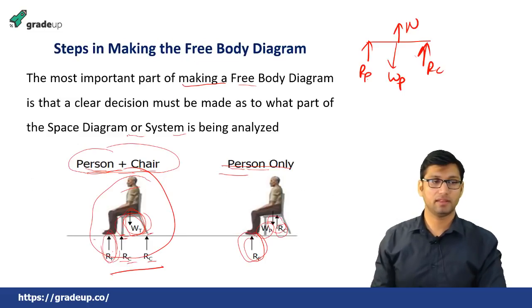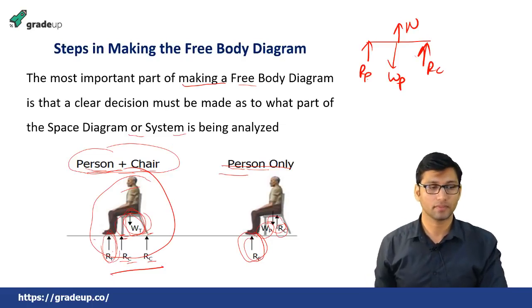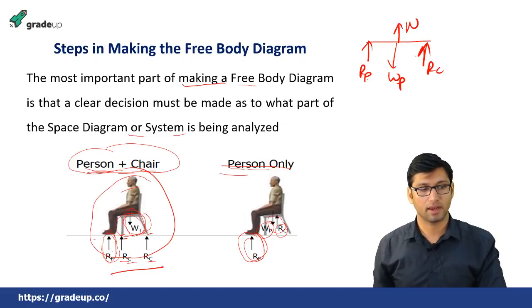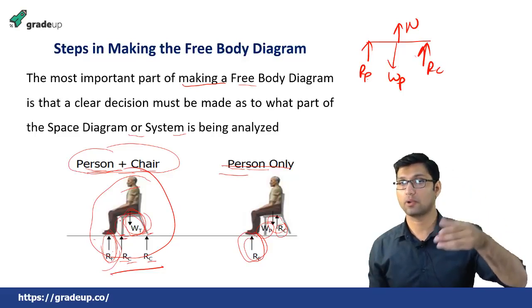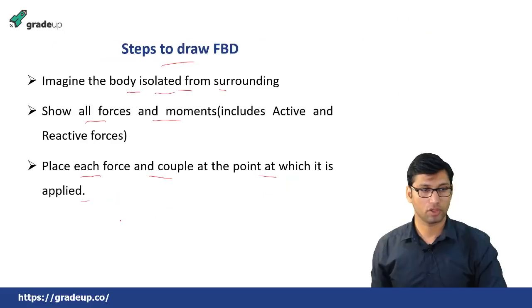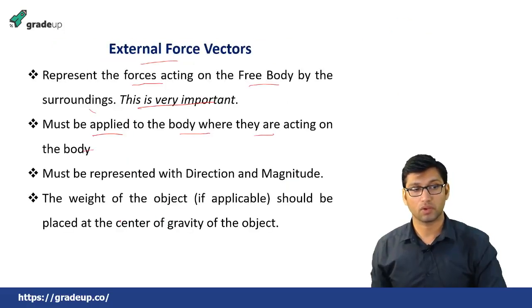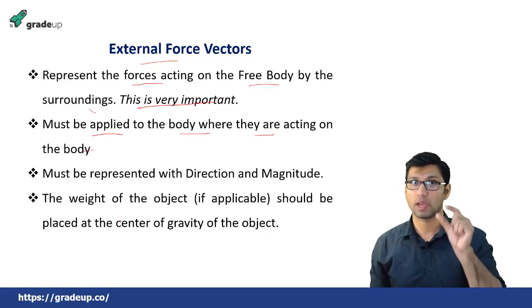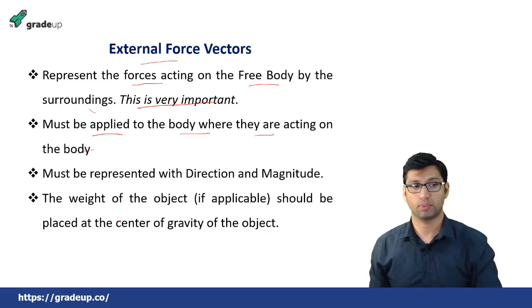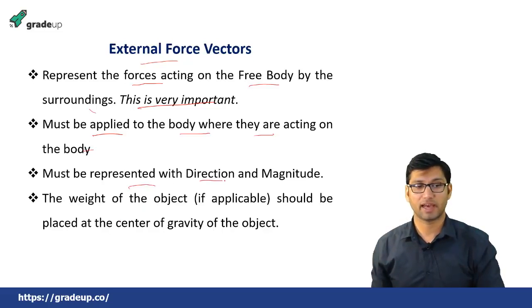Suppose that in this example, the external forces are acting on this body. These are the external forces, and this is also an external force. So this force is the external force of the surrounding on the body. So you need to put those forces at the point of application on the body. At the point at which these forces are acting on the body, you have to put these forces. It must be represented with direction and magnitude.